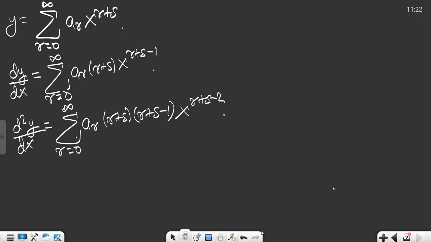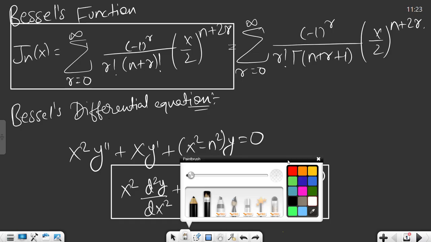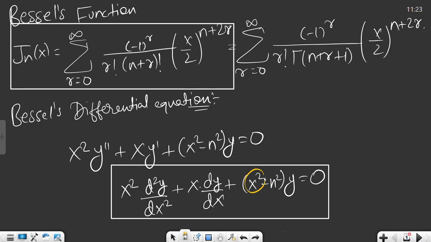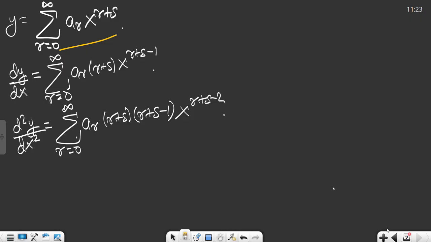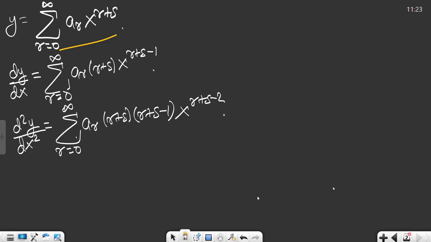Now we have our dy by dx and d2y by dx squared. Let's plug these two things in here. Remember, we also have to go through x squared times y, where y was this one, and similarly for n squared times y. We can do that here itself.